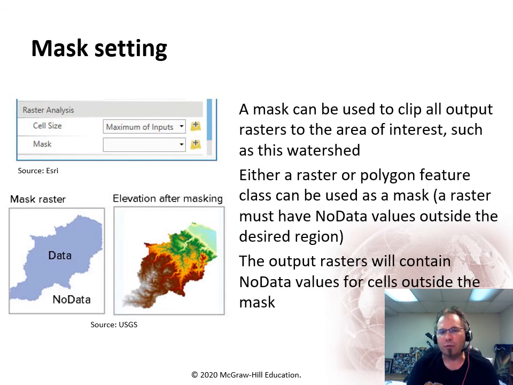Another option that you can use is what's called a mask. A mask is sort of getting rid of everything outside my area of interest. Again, I don't use this because I've already clipped and cut everything down to my area of interest already. So this is an option, okay? But I prefer to just, like I said, clip everything down to what I need it to.